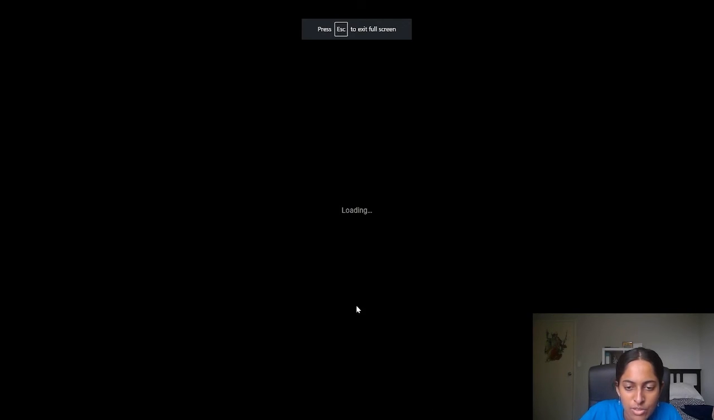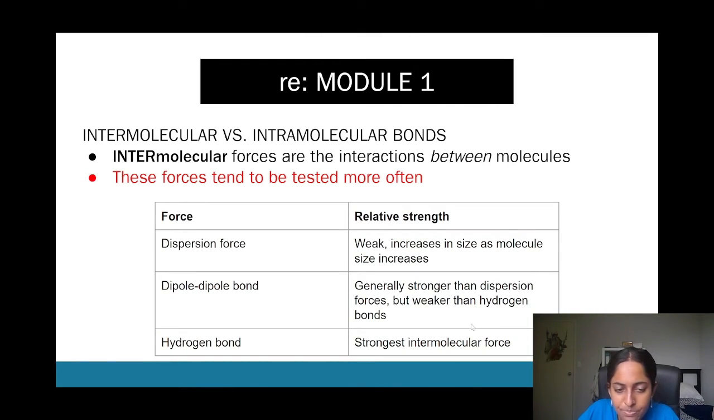I haven't written this down, so just note it down as I'm explaining. Hydrogen bonds occur between a hydrogen atom and an oxygen, fluorine, or nitrogen atom. Make sure you note that down. If you don't, ask me through Slido. And dipole-dipole bonds only occur in polar compounds, and hydrogen bonds also occur only in polar compounds. So note that down.